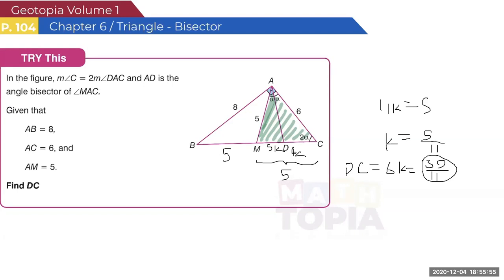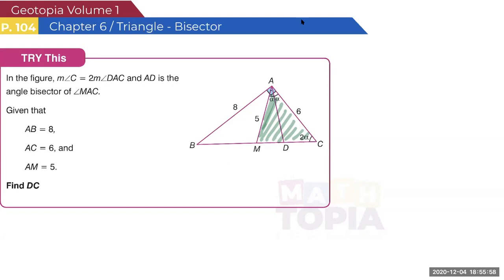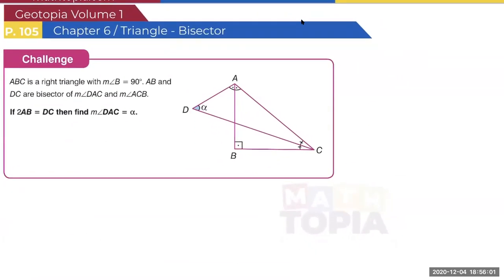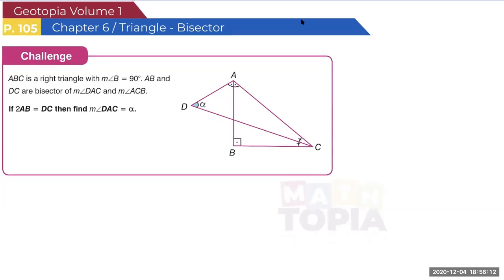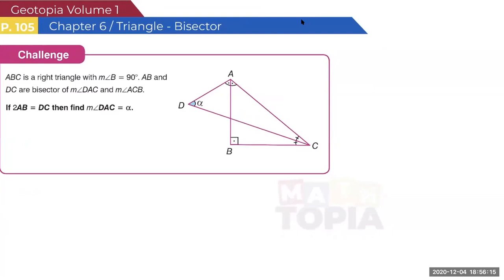Page 104, side problem. Okay, let's go to the challenge. Maybe it will be easier to understand, hard to solve. Let's see. Andrew, how do we start this? First of all, do you see these two strange connections? If I say AB is A, then DC would be what? 2A.